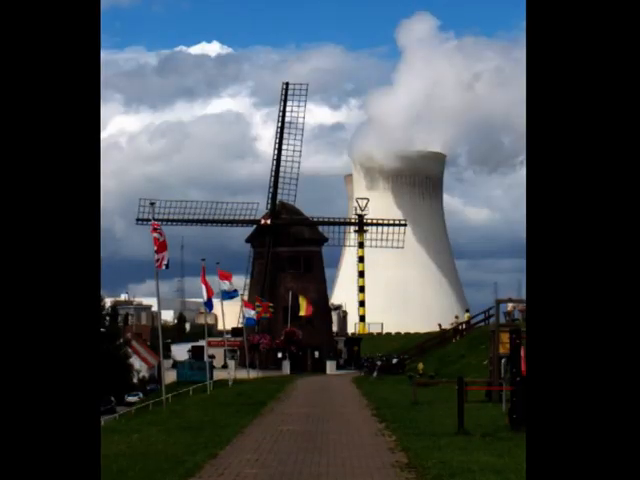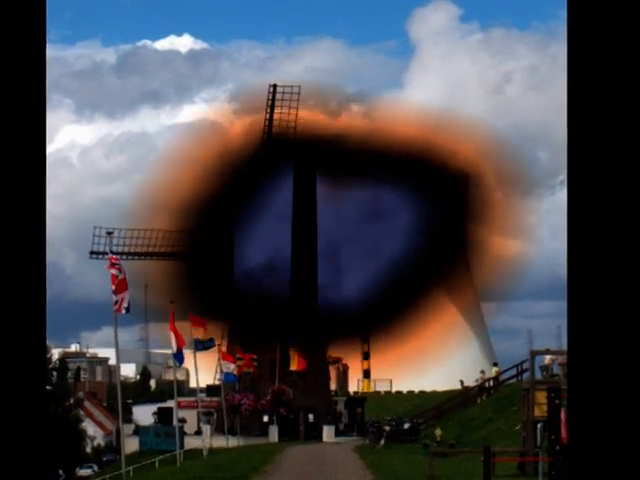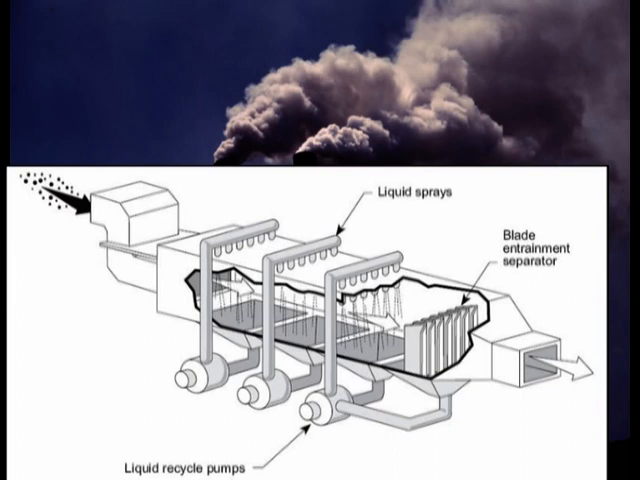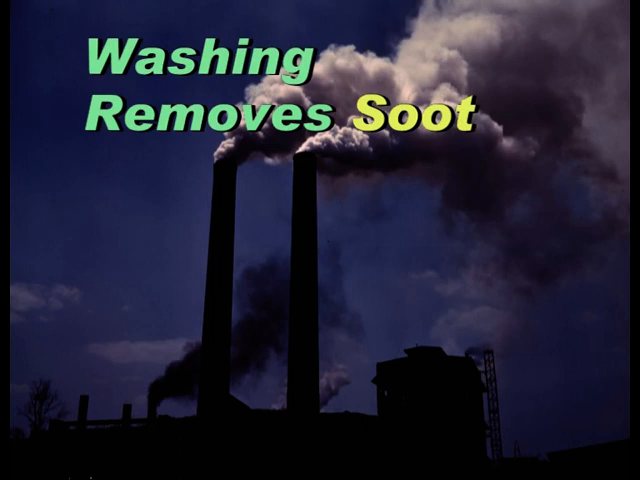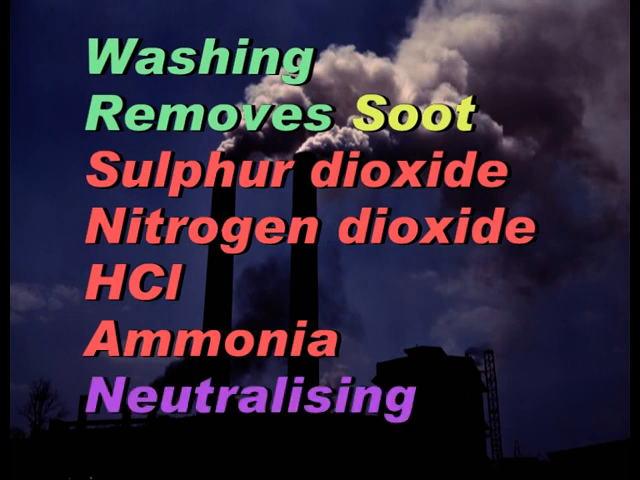Much of Europe switched to nuclear reactors, wind farms, and gas generators. They invented technologies for dealing with the gas and solid particles emitted by smokestacks. The smoke can be washed to remove the fine particles that clog our lungs, and dissolved gases such as sulfur dioxide, nitrogen dioxide, hydrochloric acid, and ammonia. Acids can be neutralized using a variety of alkalis. The sulfur chemicals alone that are collected can be used to make fertilizers, detergents, and sulfuric acid.